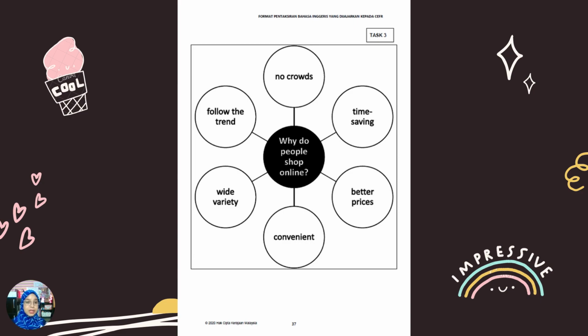You are given a topic, and no worries, you don't have to think of the ideas because everything is laid out already for you. So you just need to carry out the task and discuss. Like this one, you are given 6 different ideas on why people shop online. You can talk about no crowds, time saving, better prices, convenience, wide variety, and also following the trend. You discuss throughout the time, and finally you need to come out with a decision on which one, or which more than one, is the reason why people shop online.